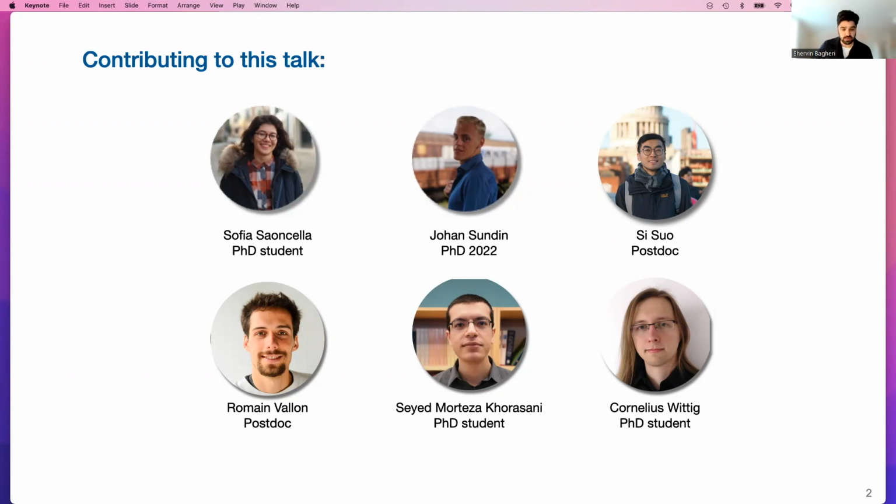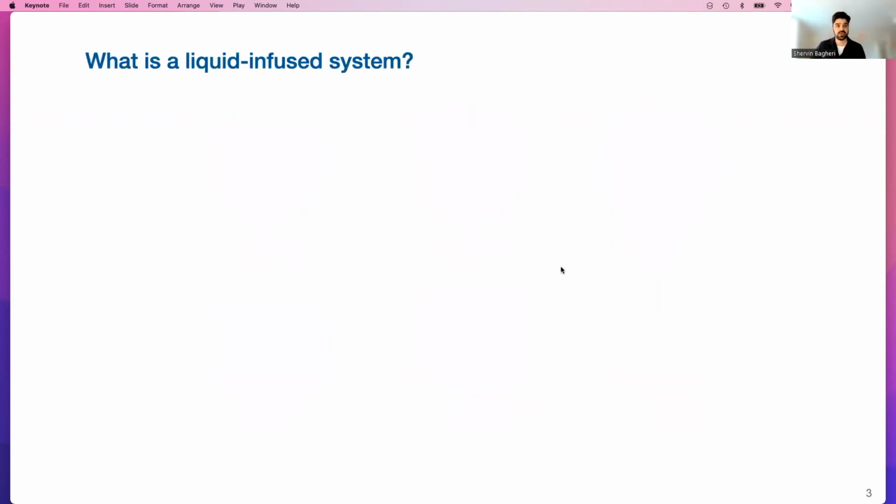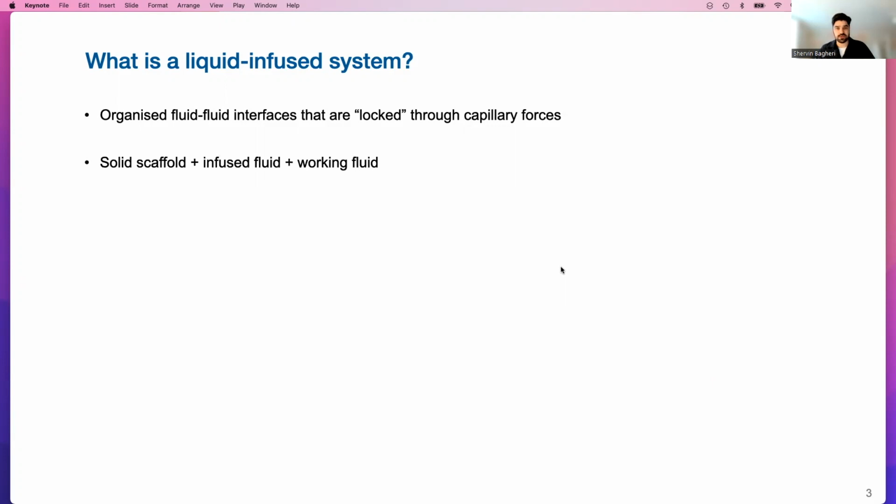Right, so there we go. So what is a liquid-infused system? Basically, it is defined as organized fluid-fluid interfaces that are somehow locked in a material, and through capillary forces in particular. So a liquid-infused system consists of a solid scaffold, an infused liquid, and a working liquid.